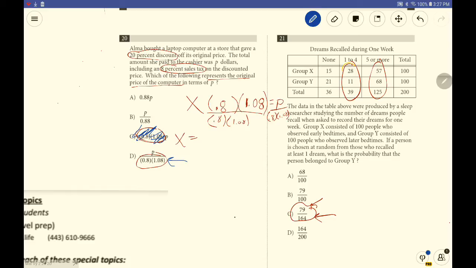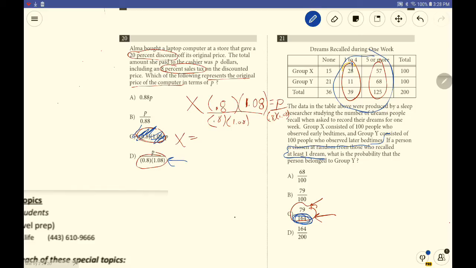Number 21, just read the question first. This is a general tip to look at. If a person is chosen at random from those who recalled at least one dream, so we need to find who that is on this chart. Those who recalled at least one dream is the 1 to 4 or the 5 or more category. And that is 164 people. So right there, you know the answer. 164 in the denominator is only present there.